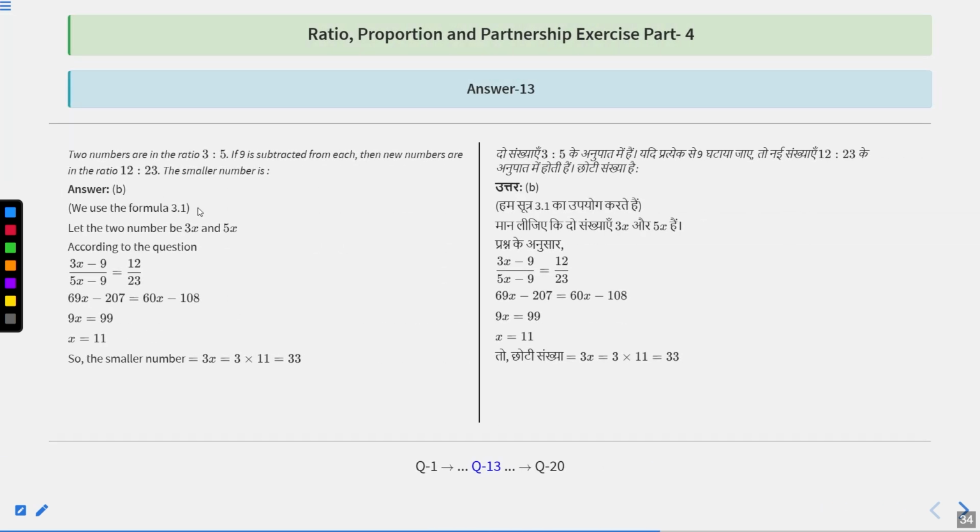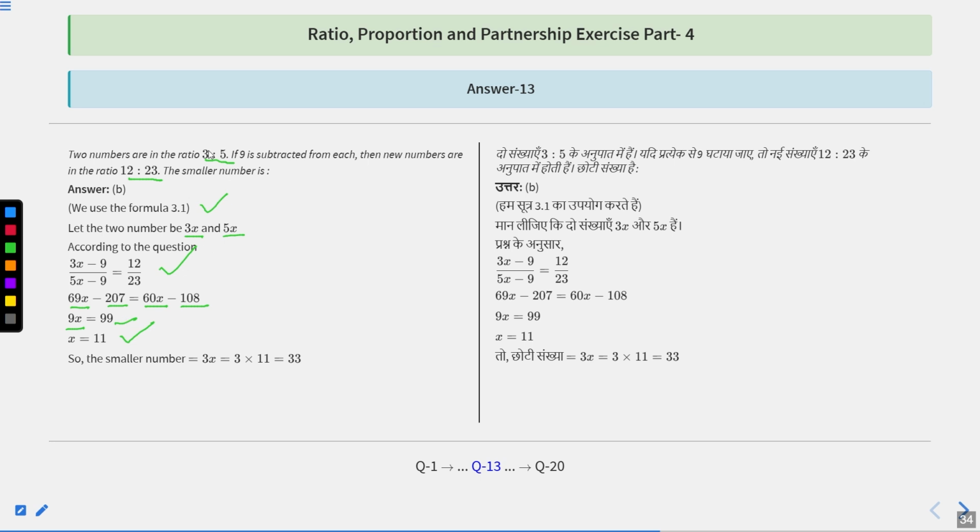Now we are going to use formula 3.1. The question says that two numbers are in the ratio 3:5, so we can write these two numbers as 3x and 5x. Now the question says when we subtract 9 from each number, the ratio becomes 12:23. So (3x minus 9) upon (5x minus 9) equals 12/23. When we solve it, we get 69x minus 207 equals 60x minus 108. When we subtract, we get 9x equals 99. So x equals 11.